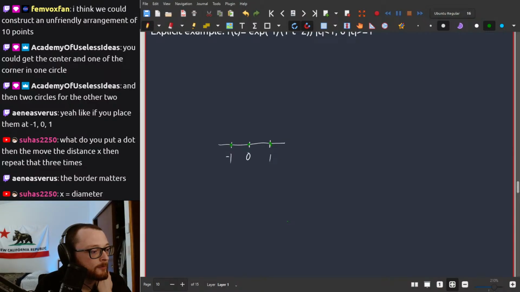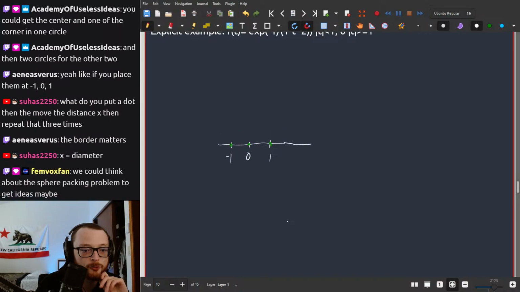Put a dot, then move the distance x, then repeat that 3 times. X equals diameter. So you want 4 dots spaced one apart, Suhas? So I guess almost what I've already drawn here, just one more.